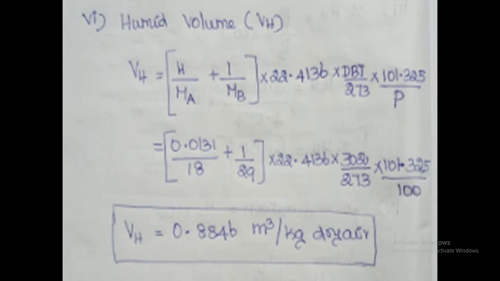Multiplied by 22.4136 into dBT by 273. Substitute dBT in Kelvin, 302 divided by 273, into 101.325 divided by capital P, which is given as 100 kilopascal. Students, keep in mind, capital P should always be substituted in kilopascal in this case. Finally, we get VH is equal to 0.8846 meter cube per kg of dry air. The meter cube per kg of dry air is the unit of humid volume.